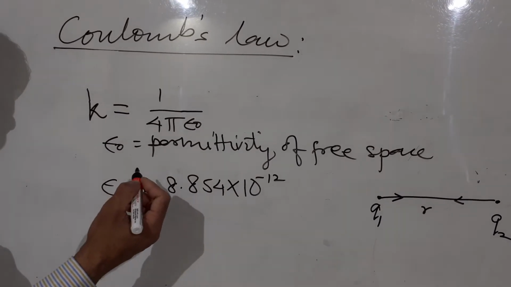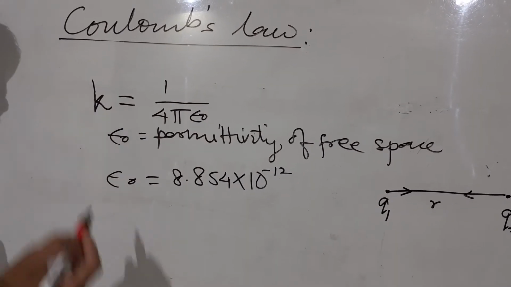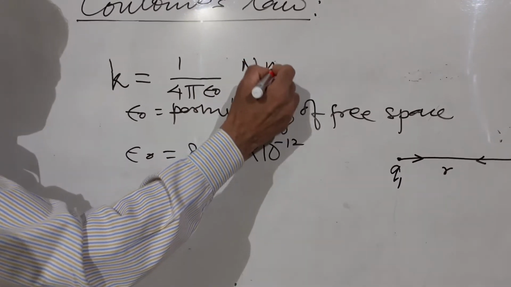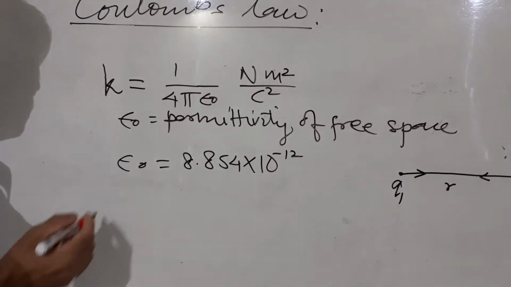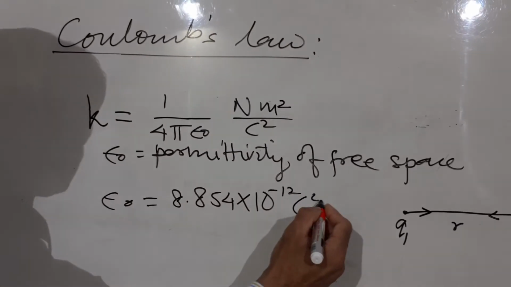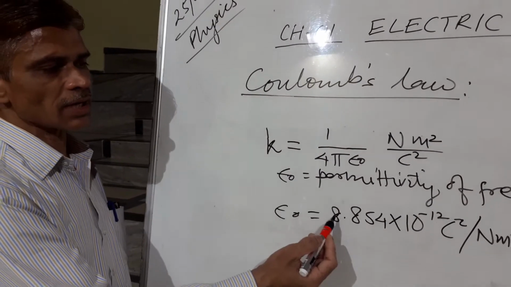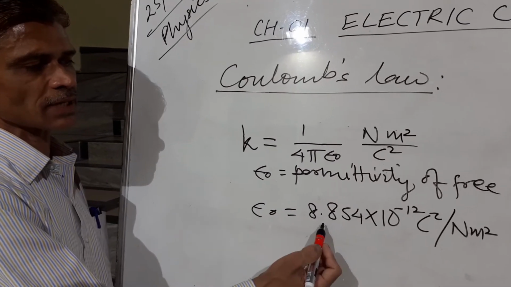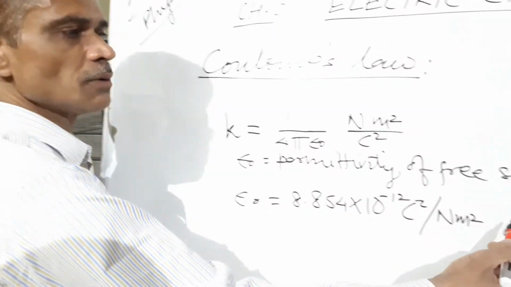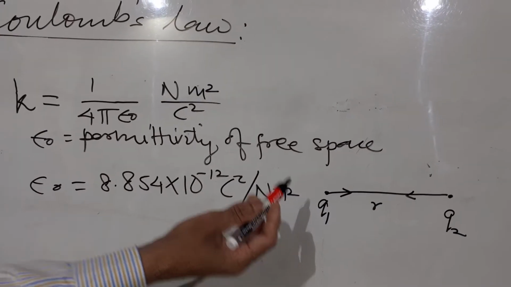So what will be its unit? Its unit can be determined by determining the unit of this K first. So the unit of K will be Newton meter square upon Coulomb square. Epsilon naught is the reciprocal of this K, so its unit will be Coulomb square per Newton meter square. Actually, this permittivity of free space is a parameter which permits how much force will act between the two charges if these two charges are kept in vacuum.